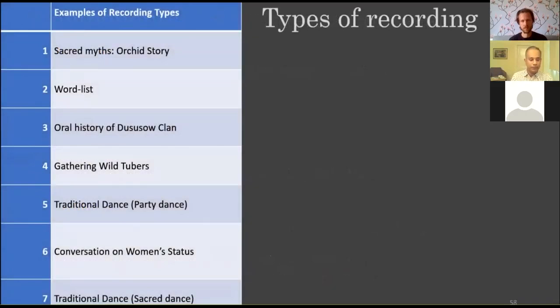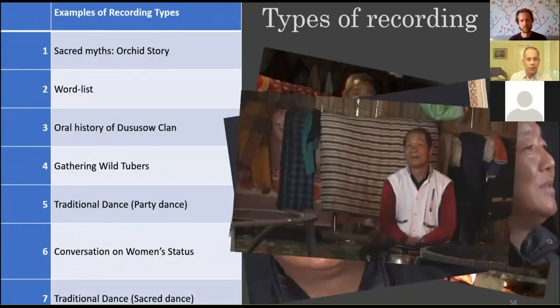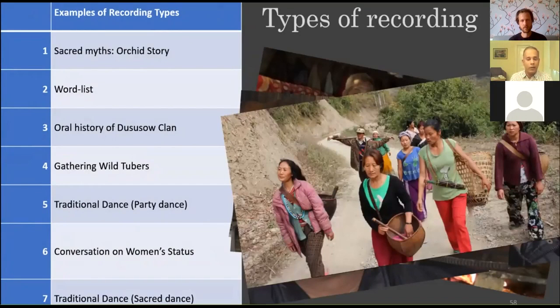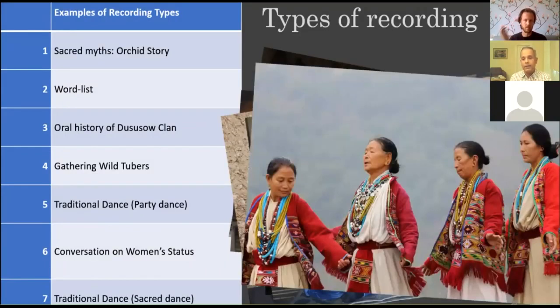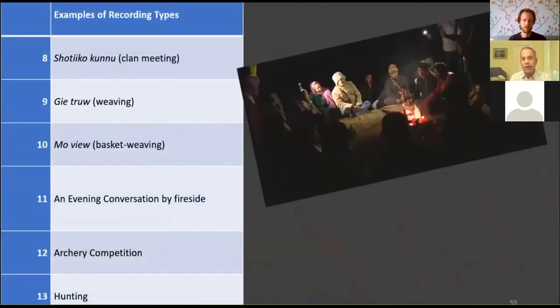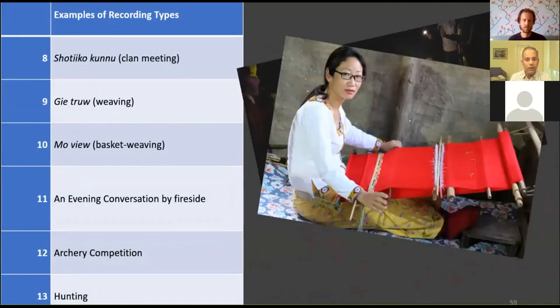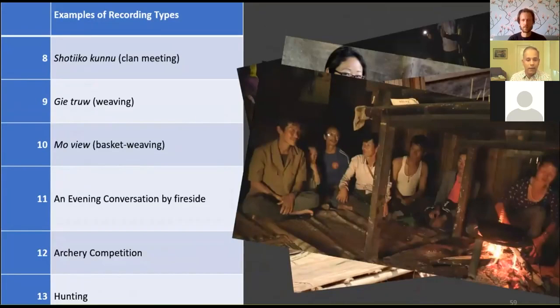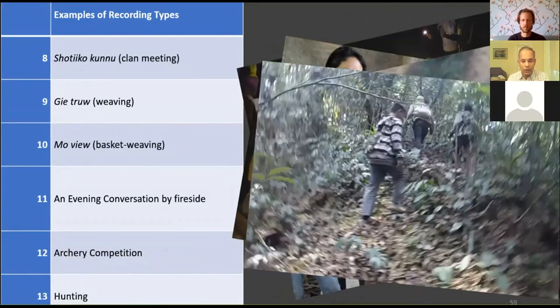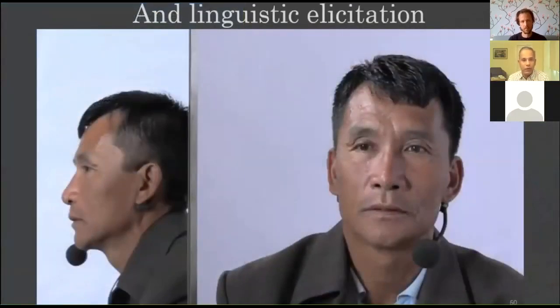First, types of recording. In Himmelman's definition, we saw that it has to be multipurpose and include different samples of Hrusso Aka language data. So we collected various samples like sacred stories, word lists, oral history, searching for wild tubers, simply a group chatter when people are going to the jungle to forage for food, traditional dance, a conversation on women's status, another sacred dance. We also recorded a live meeting when it was taking place in the village, weaving and explanation of how weaving is done, a basket weaving session, simply an evening fireside chat, an archery competition and hunting and many more genres of recording. The point being, the recording has to be multi-purpose and involving multi-faceted data.